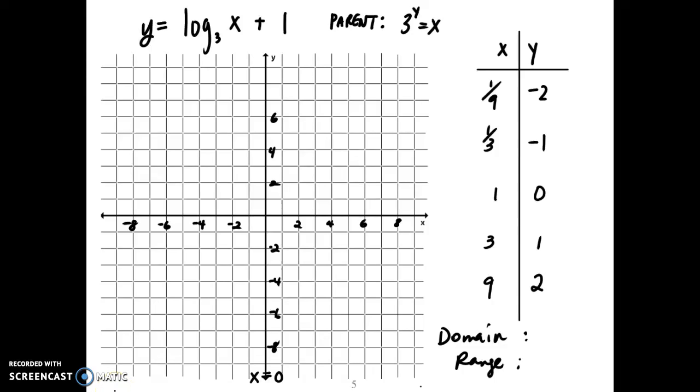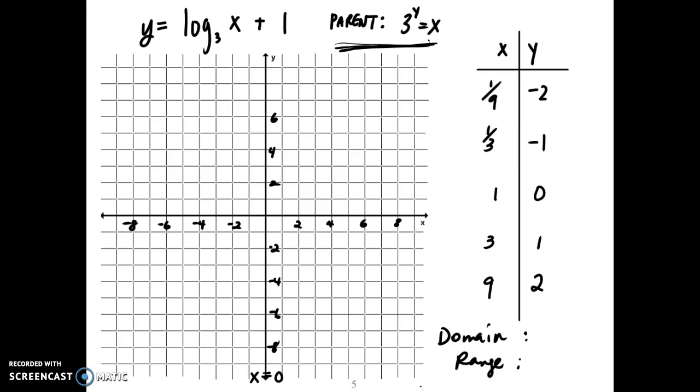Today we're graphing y equals log base 3 of x plus 1. This is a log function that has been shifted up 1 unit. The first thing that we do is we come up with the parent graph of this function, which would be log base 3 of x. If I rewrite log base 3 of x into an exponential function, then we would have this as our parent.